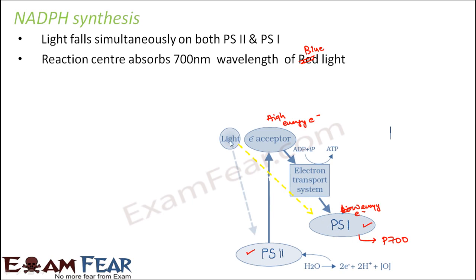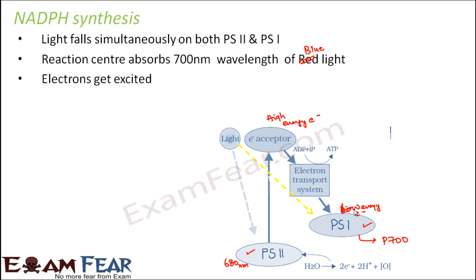So when light falls on both PS2 and PS1 simultaneously, PS2 will absorb the 680 nanometer wavelength and PS1 will absorb the 700 nanometer wavelength. It absorbs an even greater wavelength so that greater energy can be obtained here. The electron which reached PS1 has low energy, but because of the energy absorbed from this light, the low energy electrons also get excited. They get a lot of energy.